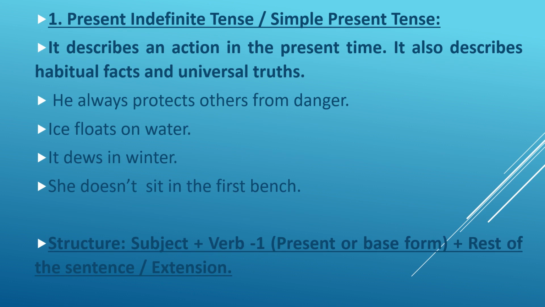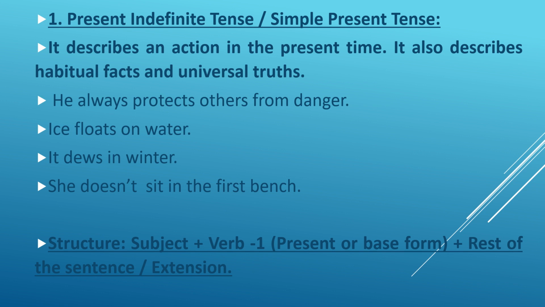Now I'd like to focus on present tense today. Present indefinite. First, there are four types. I have already told you the four types of present tense: present indefinite tense or simple present tense, present continuous tense, present perfect tense, and present perfect continuous tense. So first one, present indefinite tense or simple present tense. What is it? Present indefinite tense describes an action in the present time. It also describes habitual facts and universal truths.